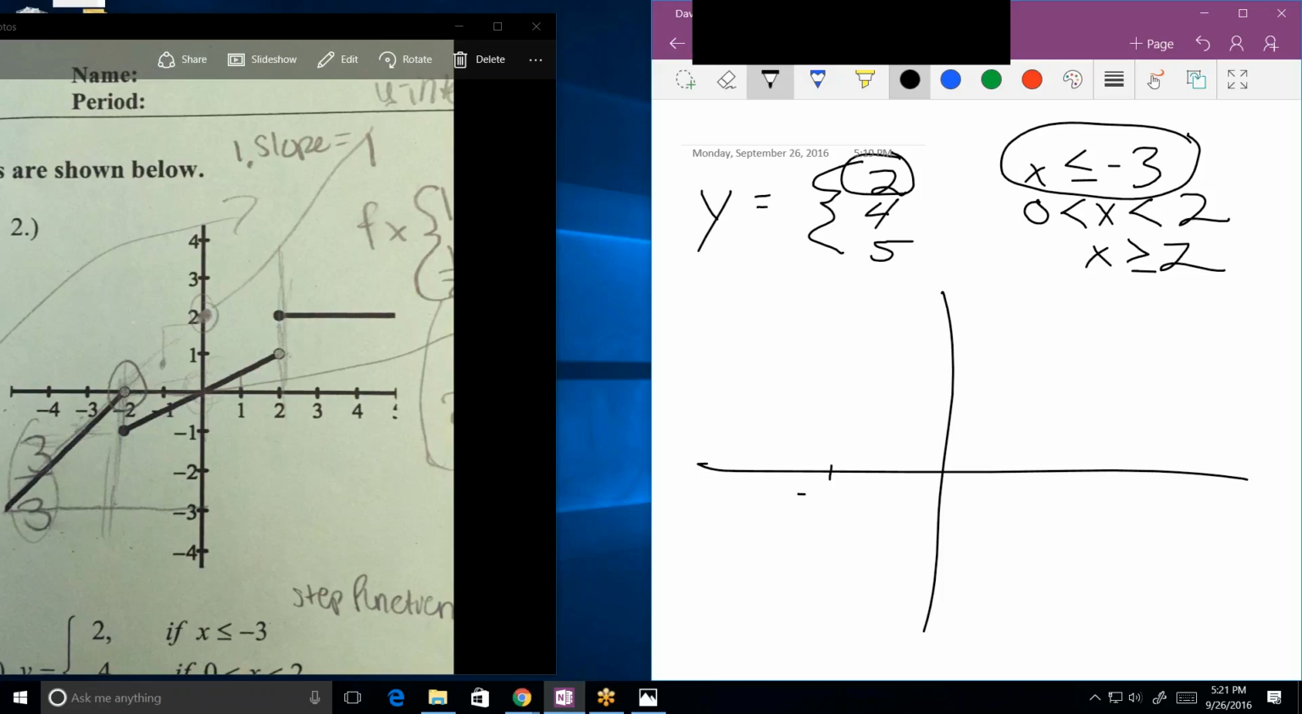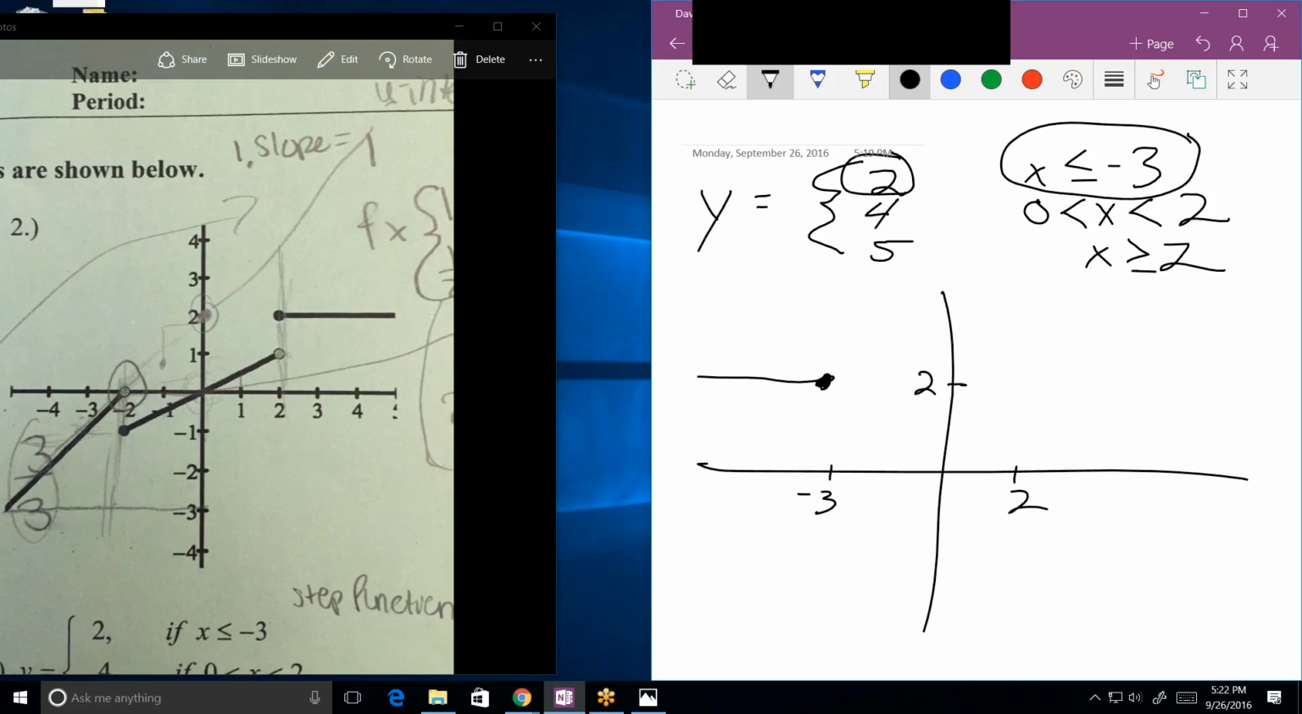So you would start at 2 on the y-axis, and then it'd be a closed circle, and then you'd go to the right, a horizontal line like that. Okay. So would you just do like 2 minus 3, like that's where your point would be?